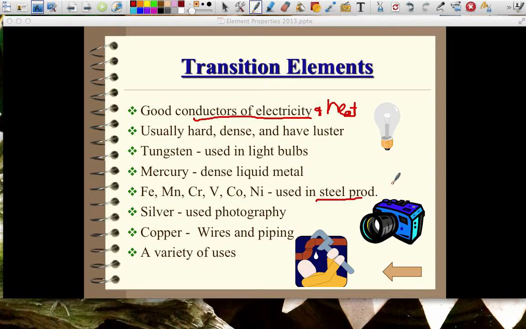And then are there any photographers out there? Have you ever done your own developing? Well, if you have, you've actually worked with silver. One of the elements that's used in developing photography is silver. If you've ever gotten those little black spots on your hands after doing some developing, that's from the silver. And then we've already talked a little bit about copper, how it's used in wires and piping in our houses. So there's a huge variety of uses for these transition elements.